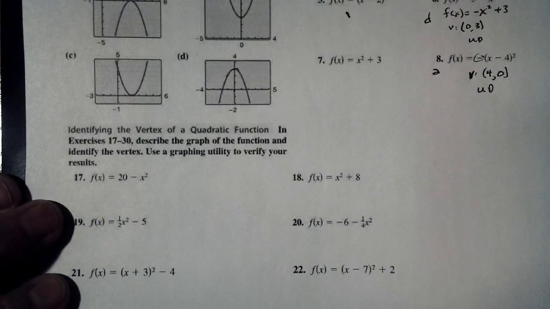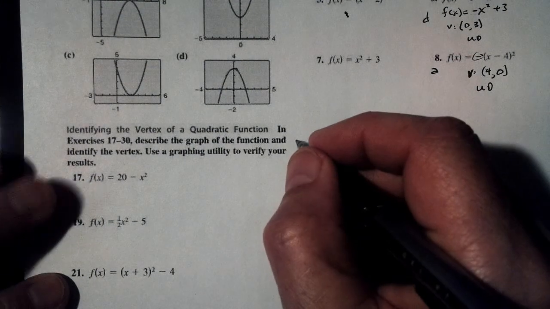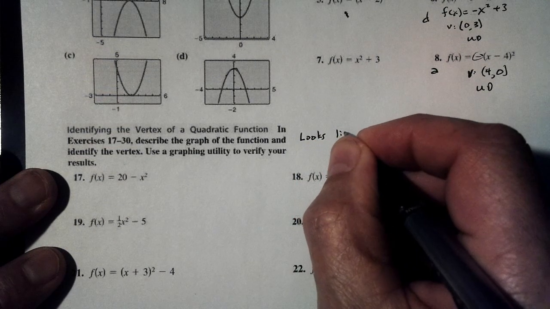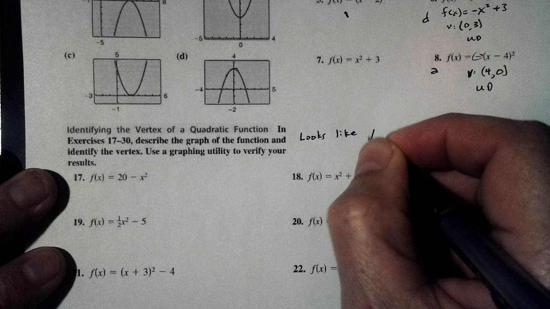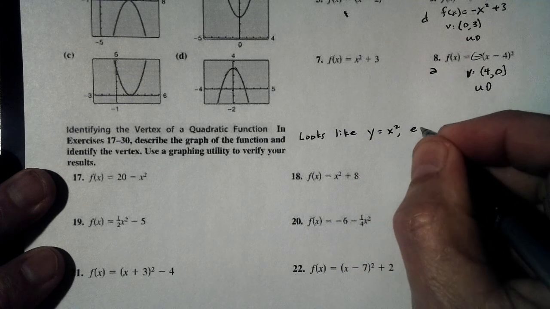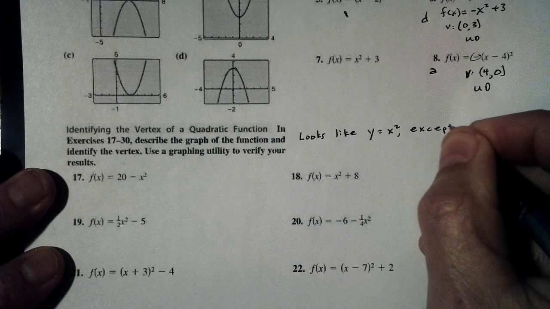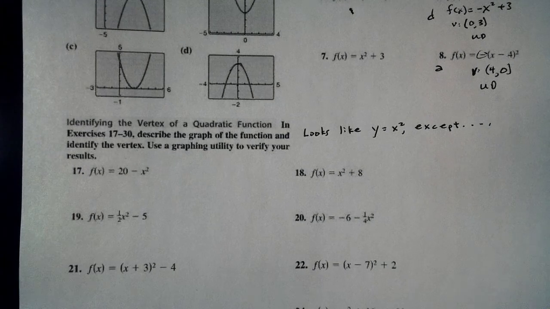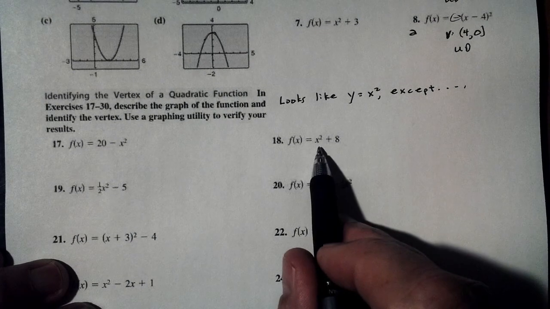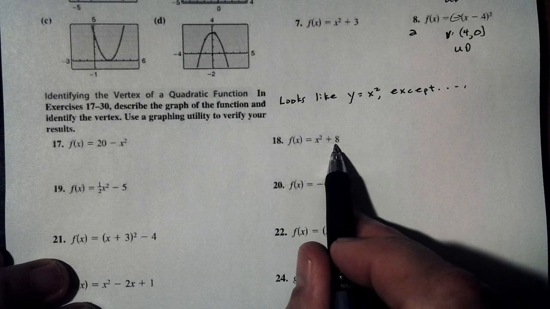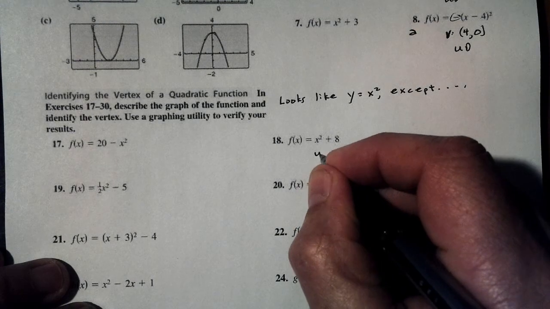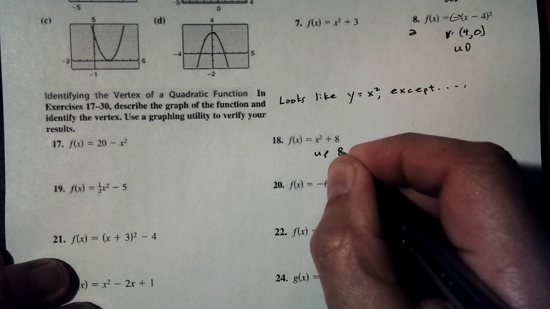Well, we're going to start with our base function, and we're going to say it looks like y equals x squared, except, and we're going to preface all of these solutions with that. So this one looks like y equals x squared. This plus 8 is a post function, except it's up 8.